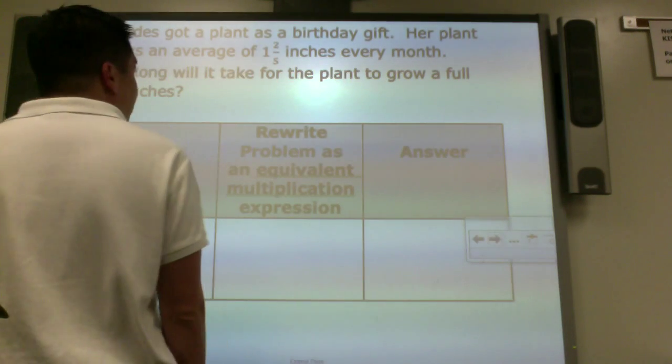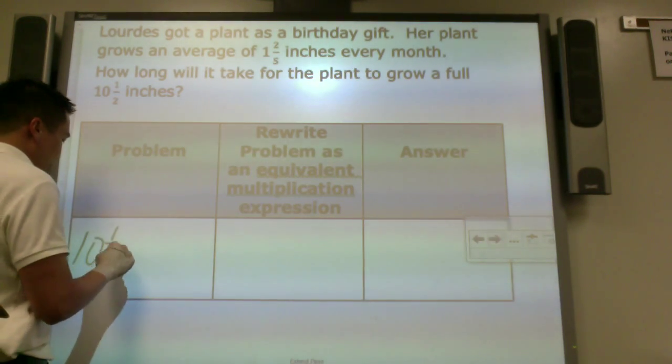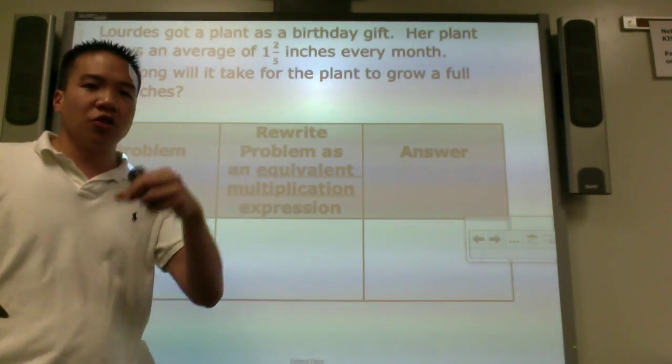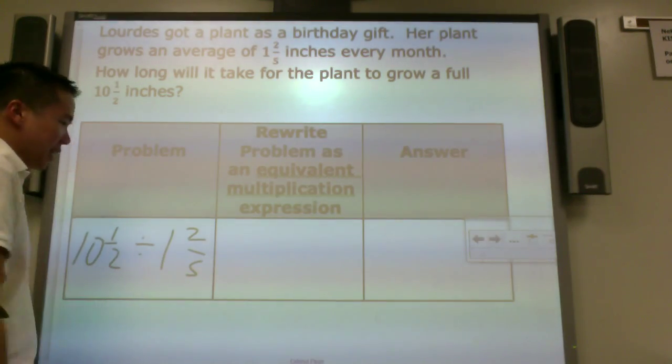Lourdes got a plant as a birthday gift. Her plant grows an average of 1 2/5 inches every month. How long would it take for the plant to grow a full 10 1/2 inches? So we have 10 1/2. So we know every month 1 2/5, 1 2/5, 1 2/5. So how many groups of 1 2/5 will go into 10 1/2?